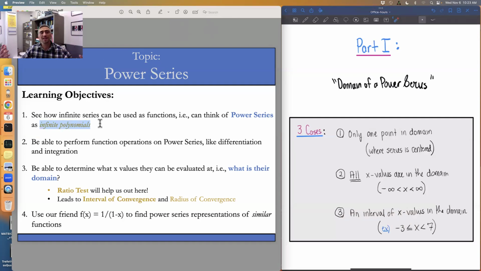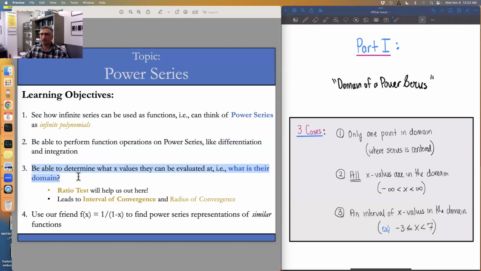And then our next idea was, well, if we treated them like functions, we should know what x values we're allowed to actually evaluate them at. As in, you give me an x value, if I plug it into the function or the power series, we should get a finite unique y value in return. Or as in, you give me an x, I give you one finite y value. So that led us to this question of what is the domain of power series in general?